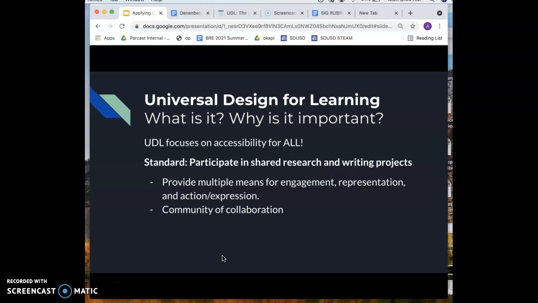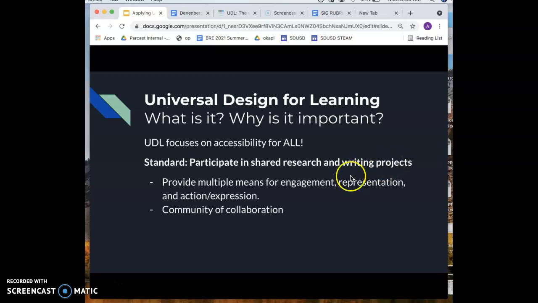Universal Design for Learning focuses on accessibility for all, so everyone can participate regardless of any learning disabilities or barriers, and regardless of different learning styles and preferences. This is something that is important to consider not only for this unit, but for any unit that you develop, or even when thinking about creating norms and routines for your classroom community. The standard that we're talking about for this unit is the participation in shared research and writing projects.